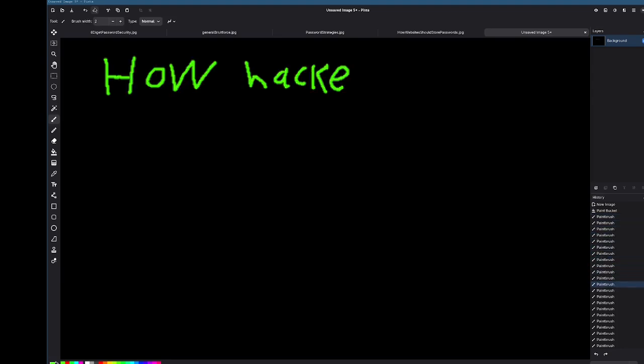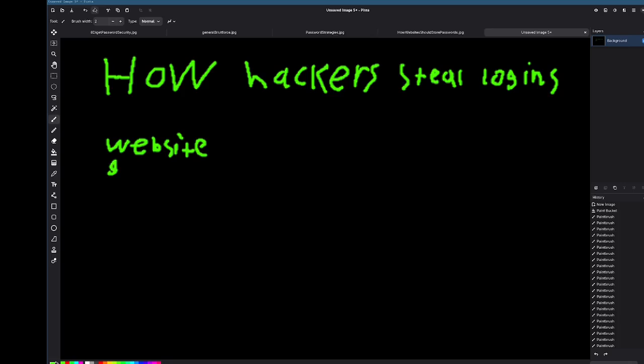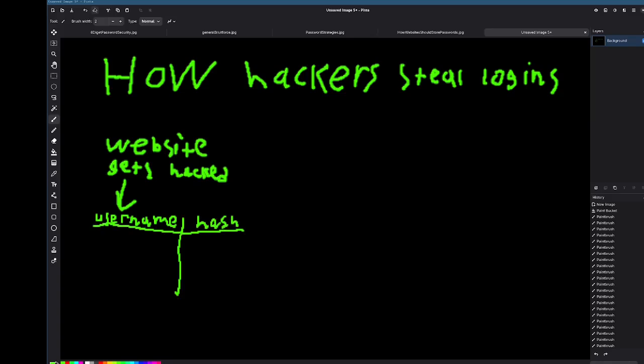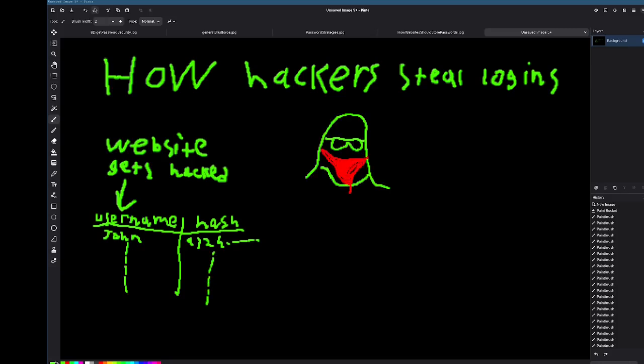Normally it starts out by some website getting hacked, and then there's a table produced of all the login information, so usernames and hashed passwords, and that either gets circulated on the internet or a hacker buys it from some other hacker, and they want to use this to steal accounts.